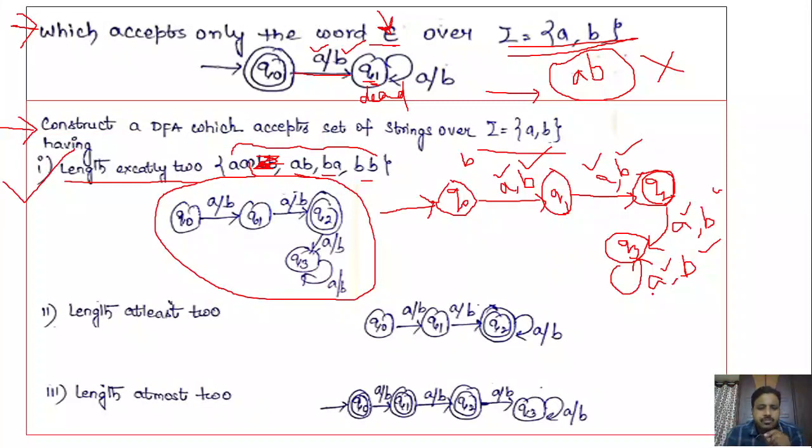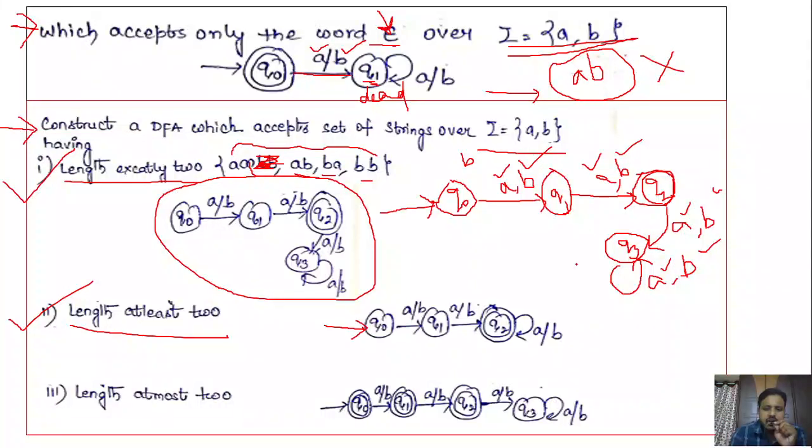Next one, you just practice with this: length at least 2. The DFA must accept the set of all strings whose length is at least 2. So what are the possible strings here? Their length must be at least 2, so the first possibility is a string of length 2, then strings of length 3, length 4, and so on. So how do we construct the DFA?